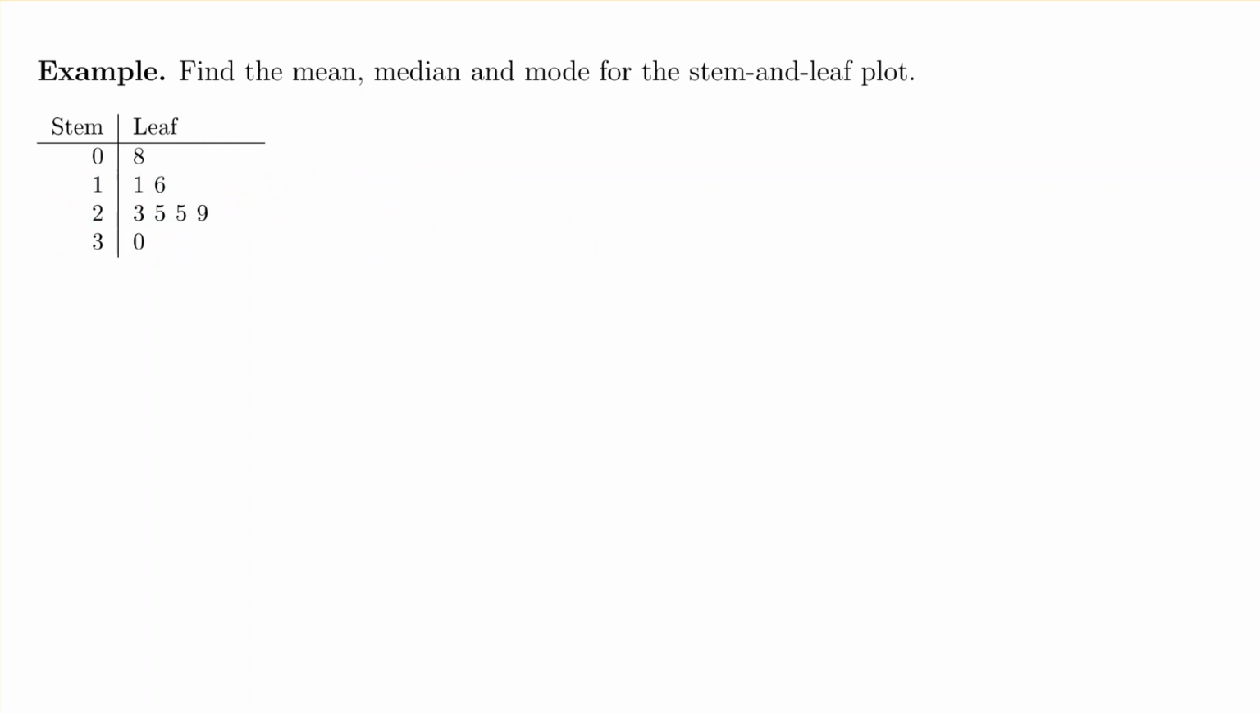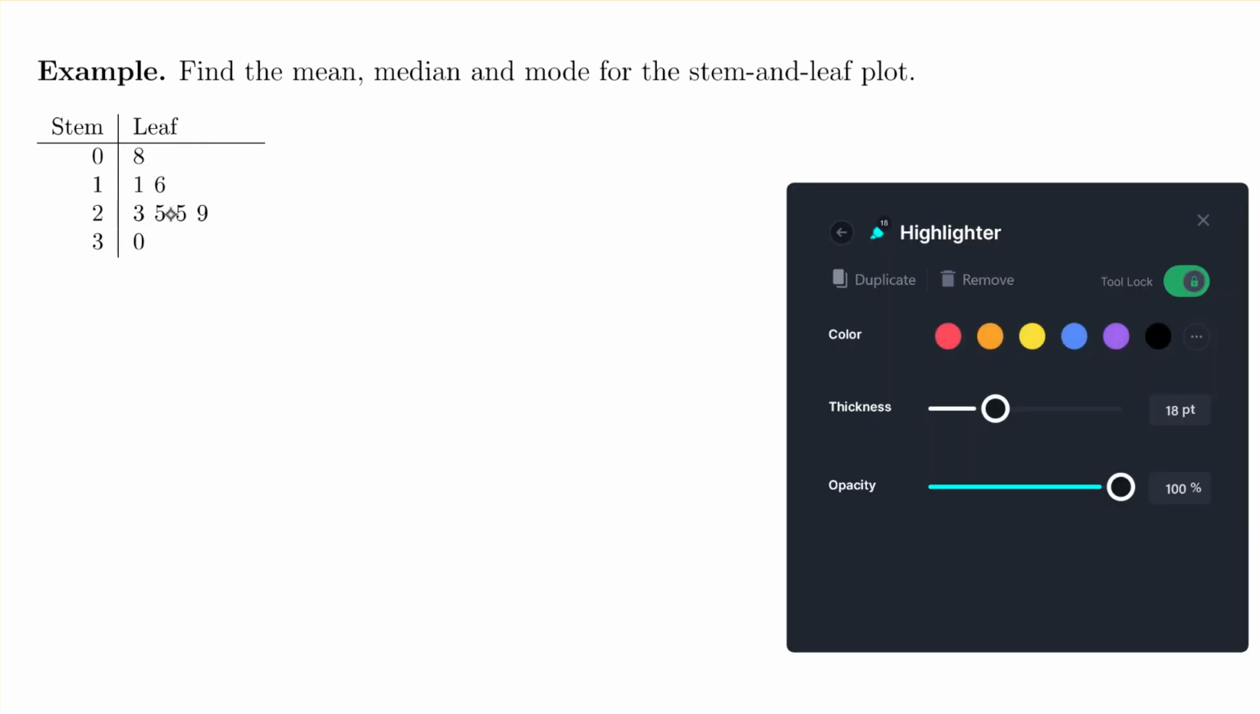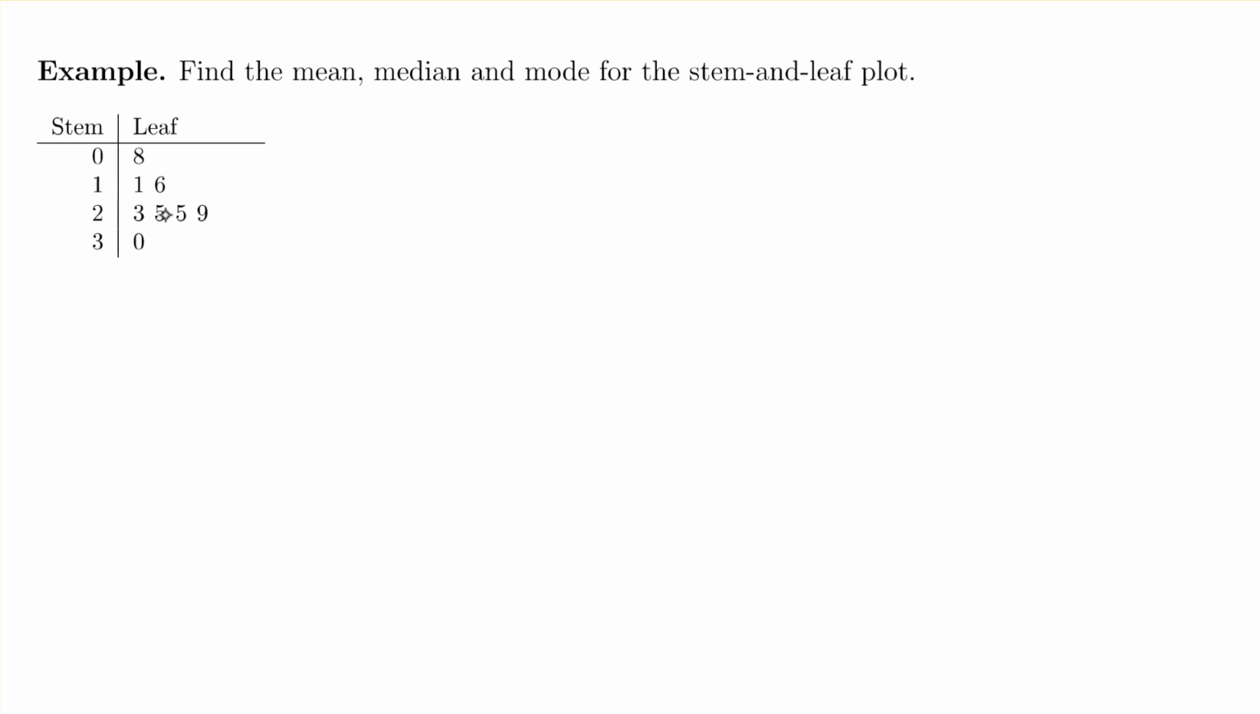So with that in mind, I can find the mean, median, and mode. So the mode, I'm going to look and see which leaf occurs the most frequently. I've got two fives here, and since they're from the stem 2, that's 25, 25. Looking, I don't see any other leaf that appears more than once. So we know our mode is 25.